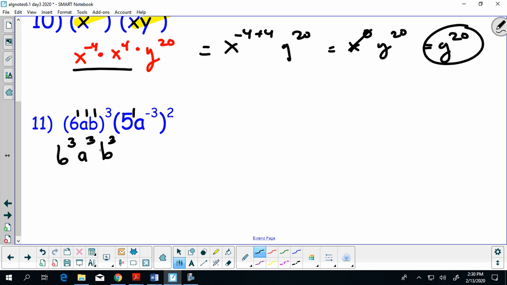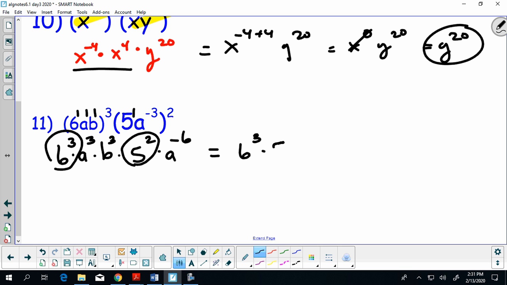Then back here, and these are all multiplied. So 5 to the 1 times 2 is 2. And a to the -3 times 2 is -6. So I'm going to pull the numbers out and put them in the front, okay, because the coefficients are always numbers. So 6 to the third times 5 squared.